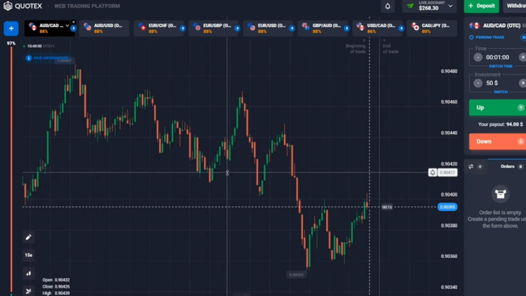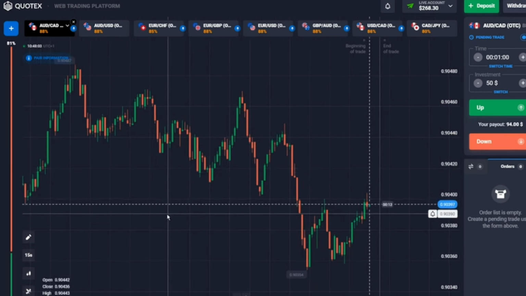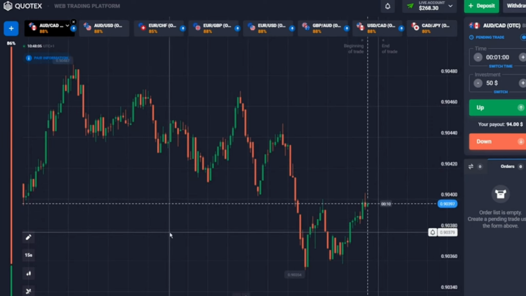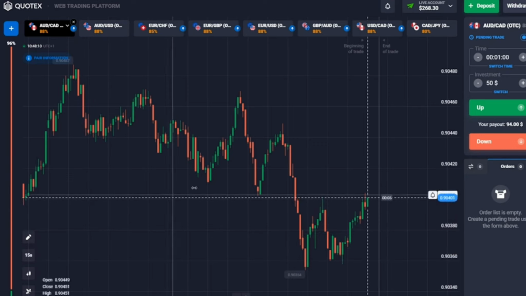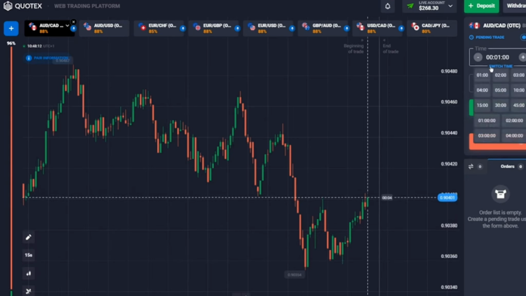Today I am growing this binary option account using only basic support and resistance levels of the market. My candle time frame is 15 seconds and I will be using mostly 1 minute or 2 minutes as my trade expiry time.